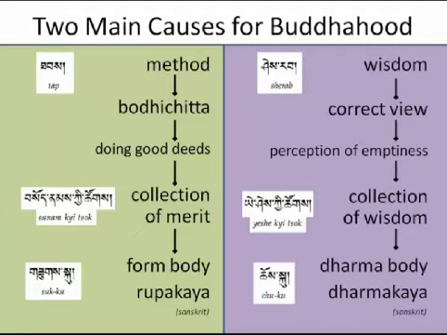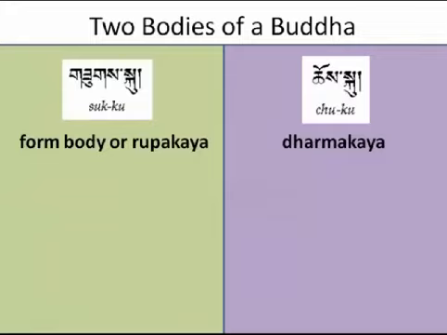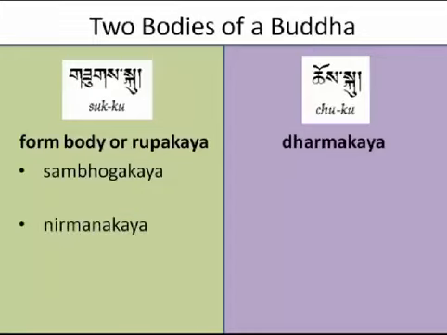So let's talk a little bit more about the bodies of a Buddha. We just saw that there are two bodies of a Buddha, the form body, or the Rupakaya, and the Dharmakaya. Now in some systems, they talk about the Trikaya, meaning the three bodies of a Buddha. Tri meaning three, Kaya meaning body. Trikaya. And where that comes from is the form body can be divided into two. You've got the Sambhogakaya, and the Nirmanakaya.